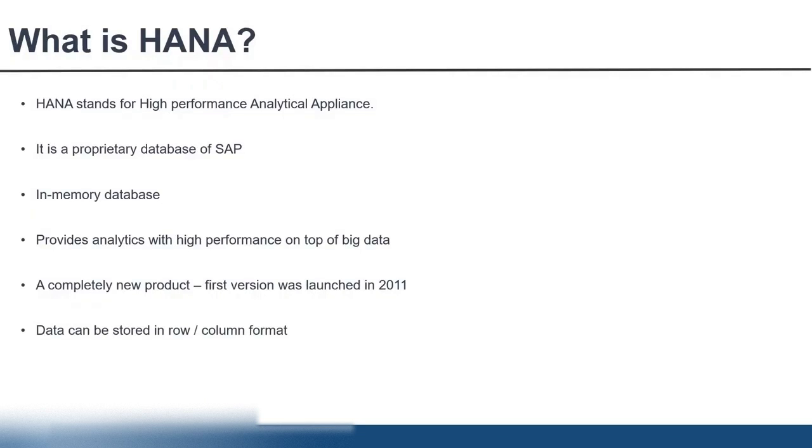In HANA, you can store the data in row format or in column format. When you are using ECC system, most of the times your data gets stored in row format. There are some databases in the market in which you can store the data in row store format. There are also some databases in the market in which you can store the data in column store format. However, the uniqueness of HANA is you can have both the features in one single database. HANA is available as on-premise version or a cloud version, or you can also go for hybrid mode.